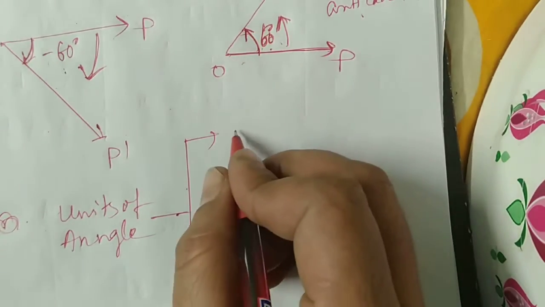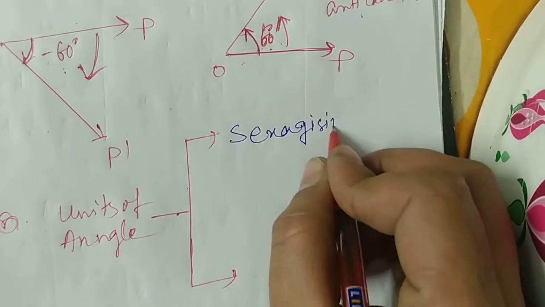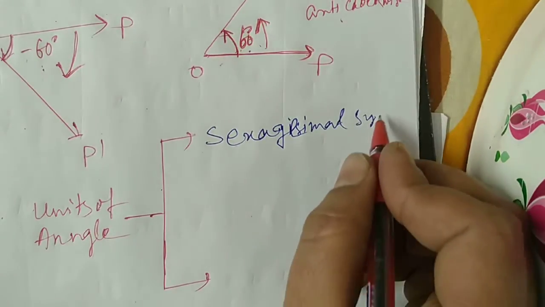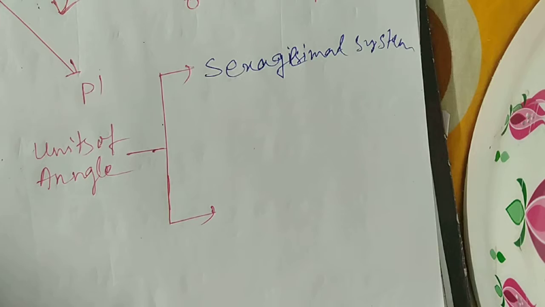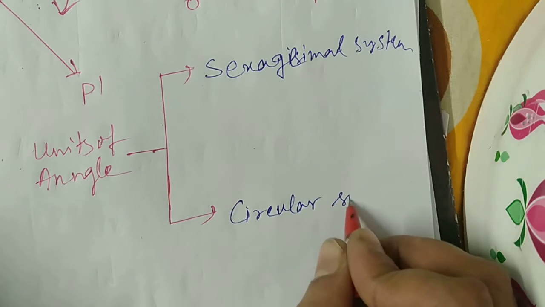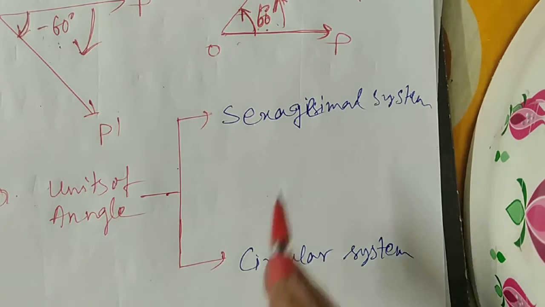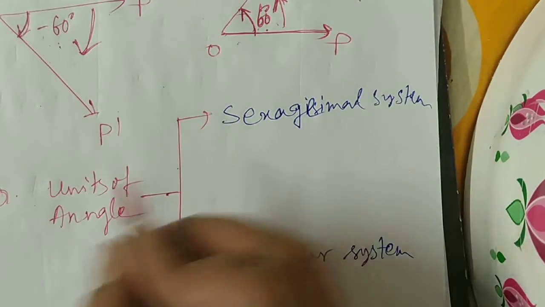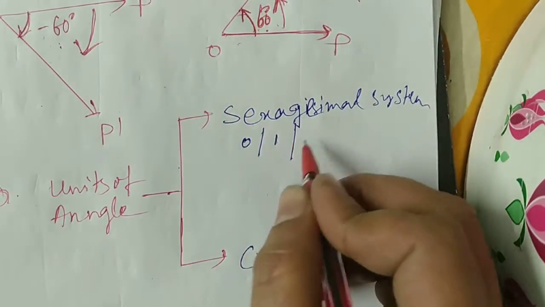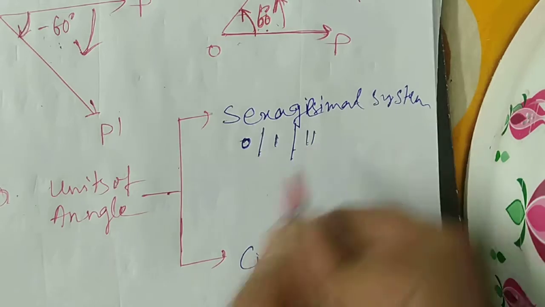So there are 2 units. One is the sexagesimal system, and another is the circular system. Okay, the sexagesimal system means we measure the angle by degree, minute or second.